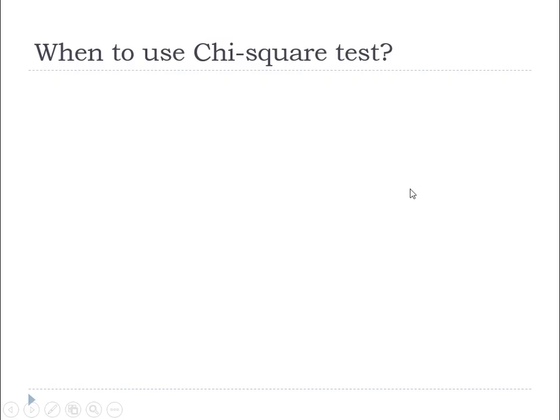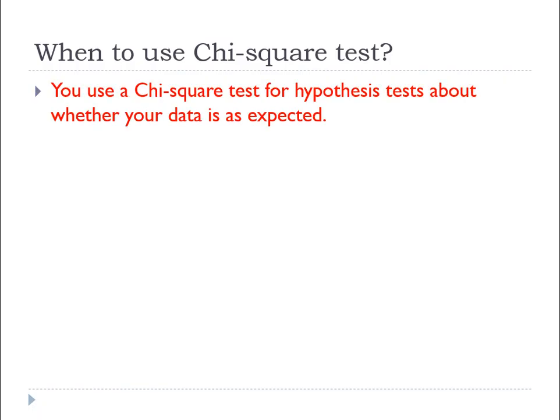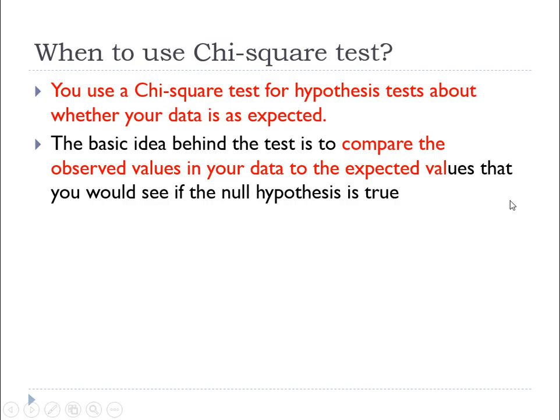Now let's see when to use a chi-square test. You can use a chi-square test for hypothesis testing about whether your data is as expected or not. So you have a data set and you want to test whether the observed data is as expected or not, then you go for chi-square test. The idea here is you're comparing the observed values with the expected values, and through that you are able to tell if the null hypothesis is true or not.